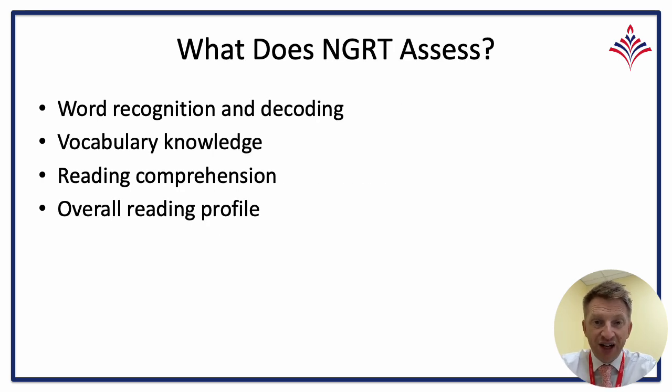NGRT looks at 3 main areas: word recognition and decoding. So this is how well children can read individual words. It looks at vocabulary knowledge, how wide and accurate their word understanding is. And thirdly, it looks at reading comprehension. How well can they make sense of or interpret text? Taken together, these give us a picture of your child's reading profile.